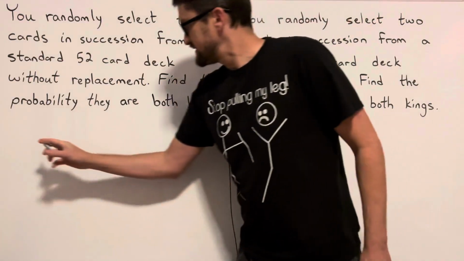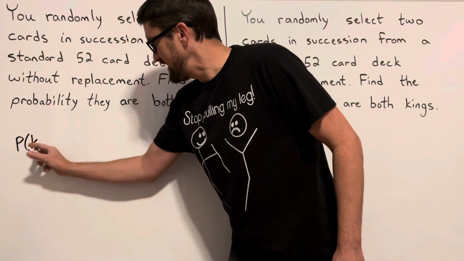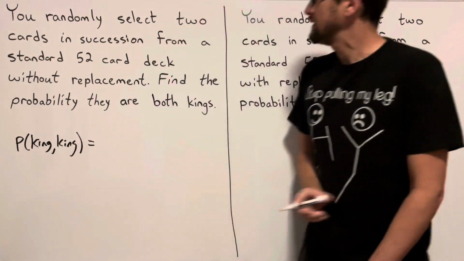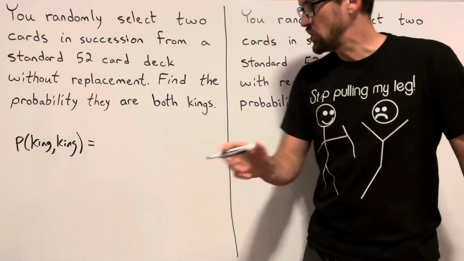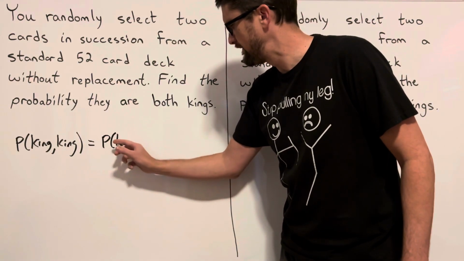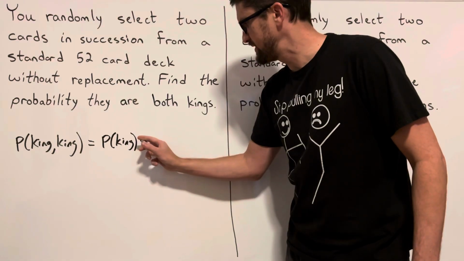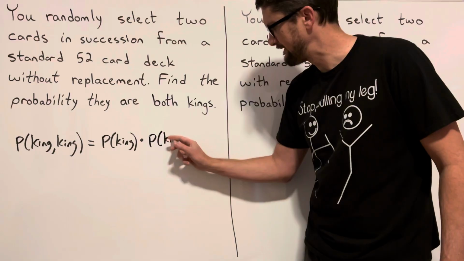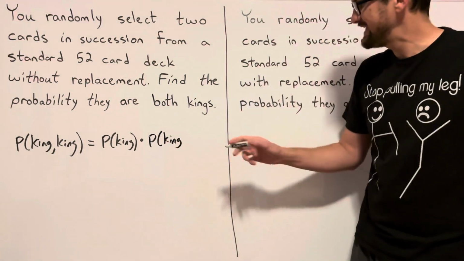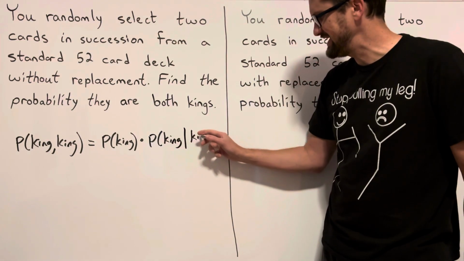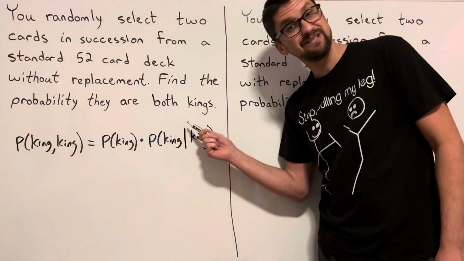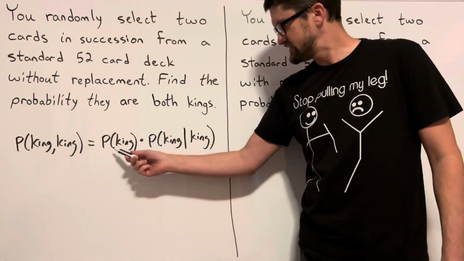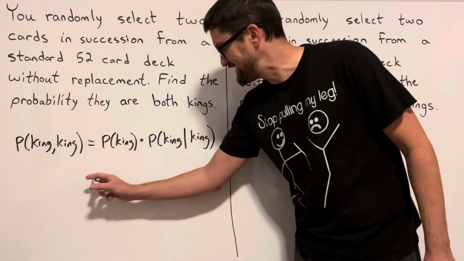All right, so I'm going to write this as the probability I get a king and then another king. I want to figure out the probability that the first card is a king. And then I'm going to multiply by the probability that the second card is a king, given that the first card is a king. I'm going to use this vertical bar to represent given.